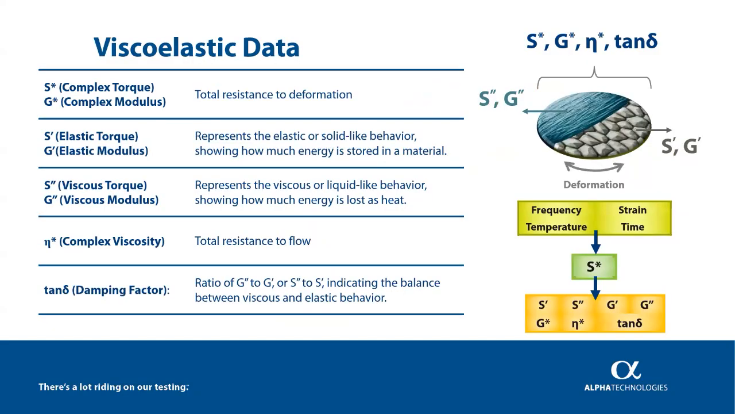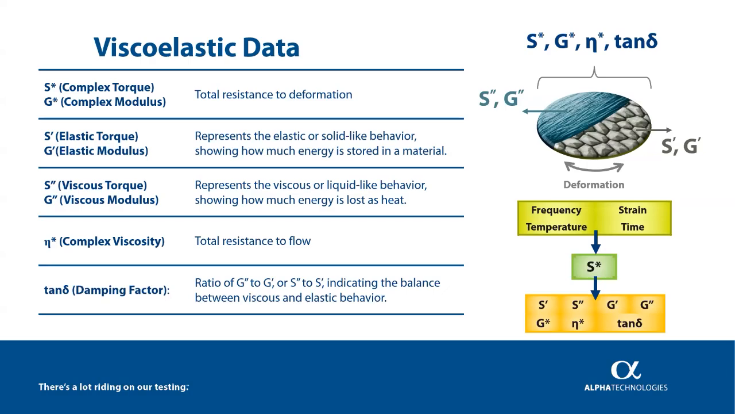Let's take a brief look at the viscoelastic data here. So first up is S star, complex torque, or G star, complex modulus. This represents the total resistance to deformation, a combination of the material's solid-like and liquid-like behavior. You can think of it as how much the material resists being shaped overall.